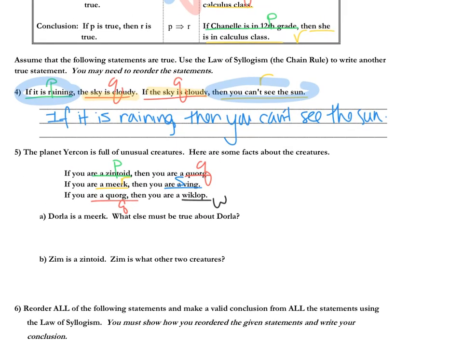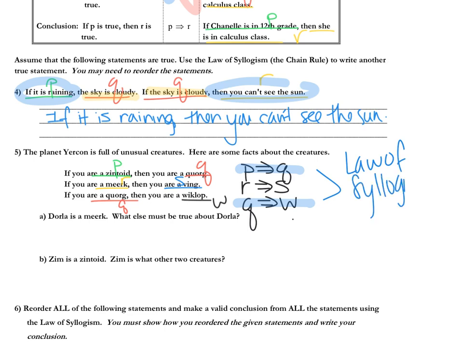Okay. All right, so let's sum this up over off to the side. So if P, then Q. If R, then S. And if Q, then W. Okay. We do have the law of syllogism if we look at the first and the last statement. Notice that Q is the same. It's the middleman. So if P, then W.